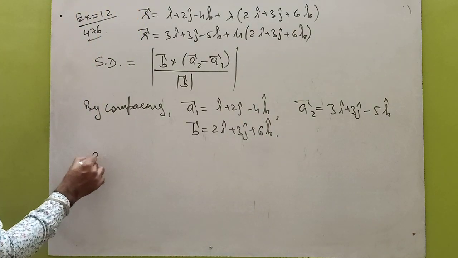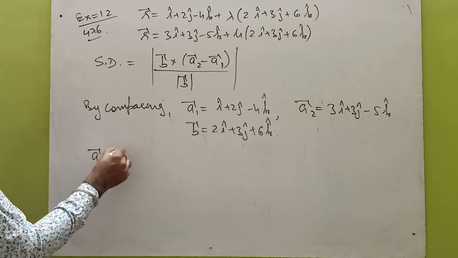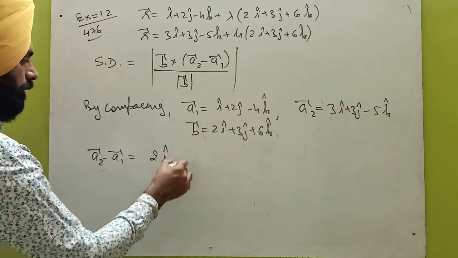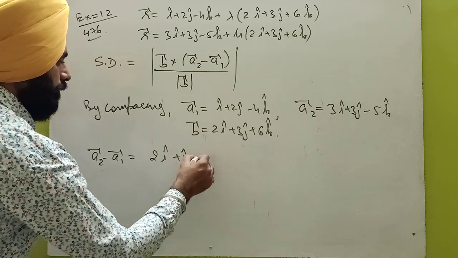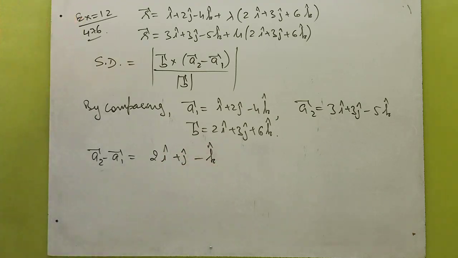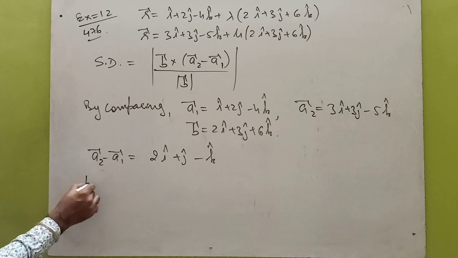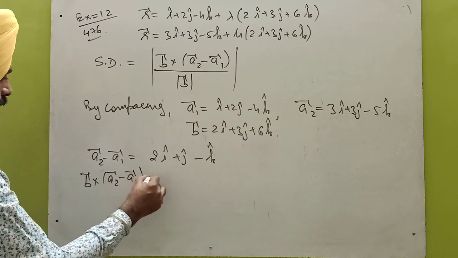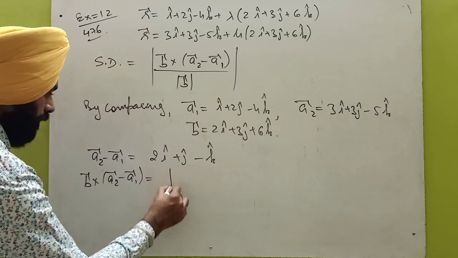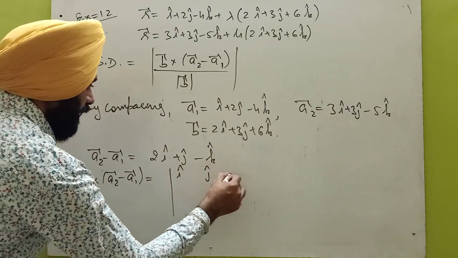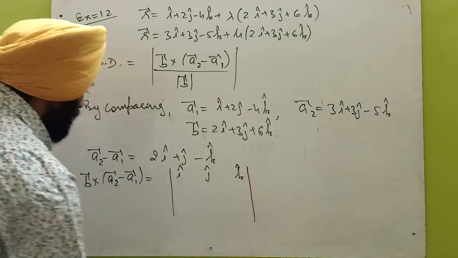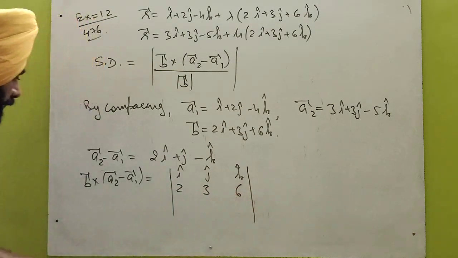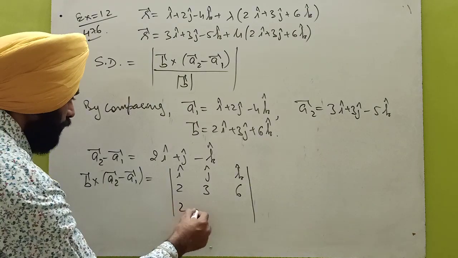So after this, find first of all A2 minus A1, and this is equal to 3 minus 1 is 2 i cap, then plus j cap minus k cap. This is A2 minus A1. Then find B cross (A2 minus A1) according to this formula. Cross product of two vectors: i j k, and the coefficients of vector B are 2, 3, 6, and coefficients of A2 minus A1 are 2, 1, -1.